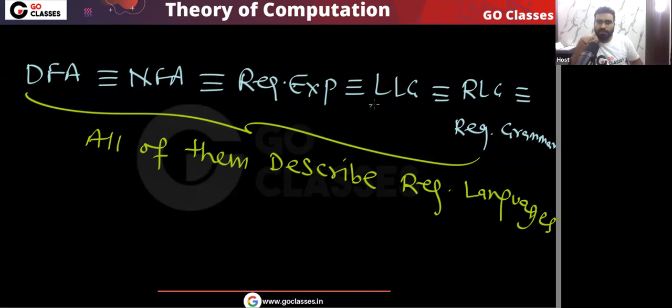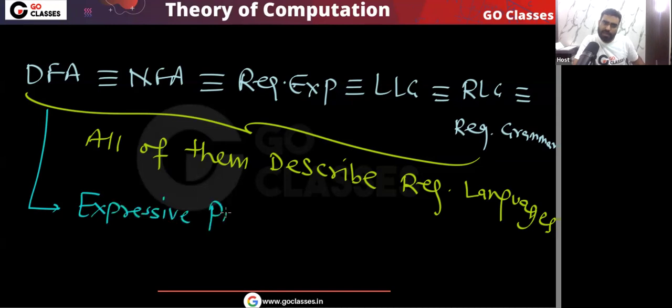Okay, so you can see if you have a left linear grammar, then for the same language you can create an NFA, and for the same language you can create a regular expression. Basically all these things are equivalent. Their expressive power is same, their computational power is same. I can say their language recognition power is the same. All of them will recognize regular languages.